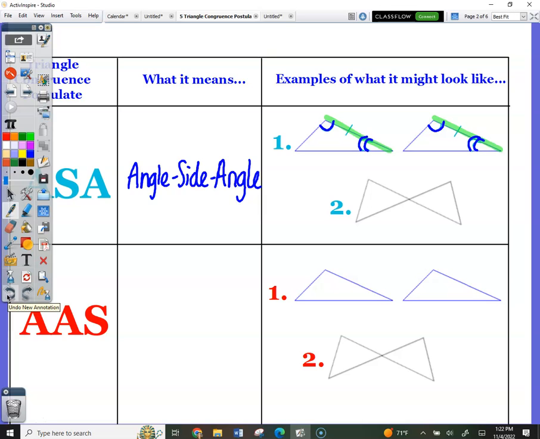Now, what if they're connected and there's something sneaky about it? Okay, so here's an example. When you first look at it, you might think there's not enough info here to say they're congruent. But what's not marked? The angle, the vertical angles. I want you to write this on your paper.